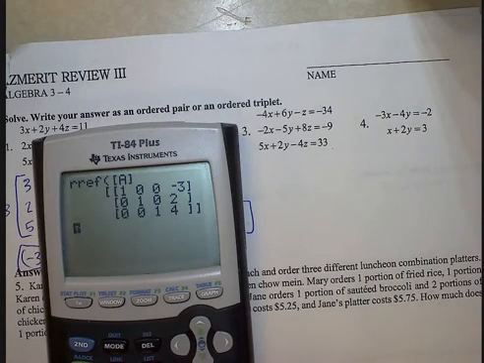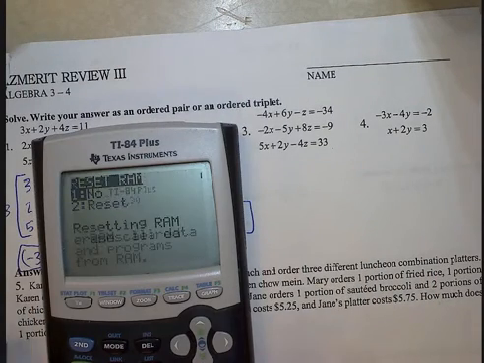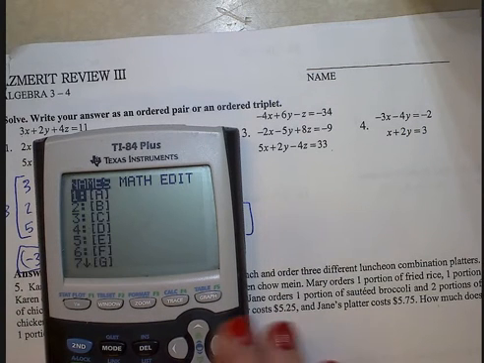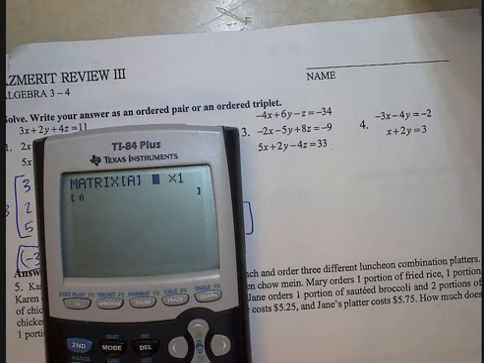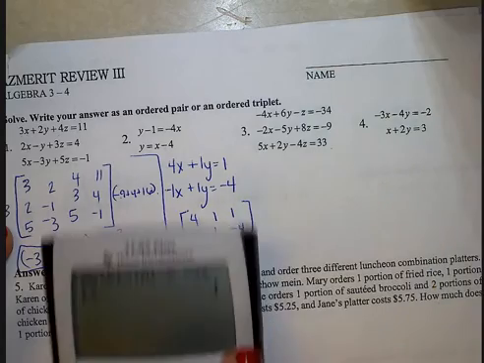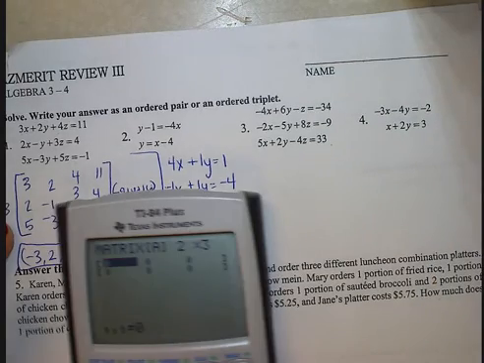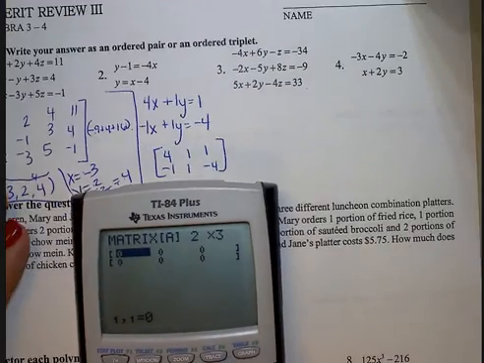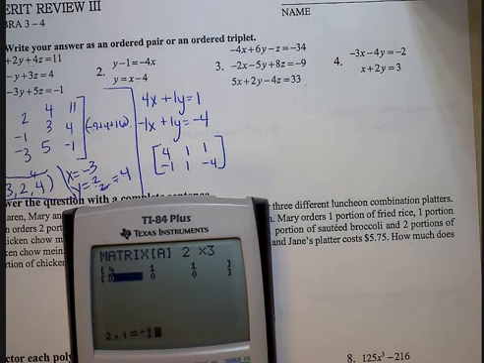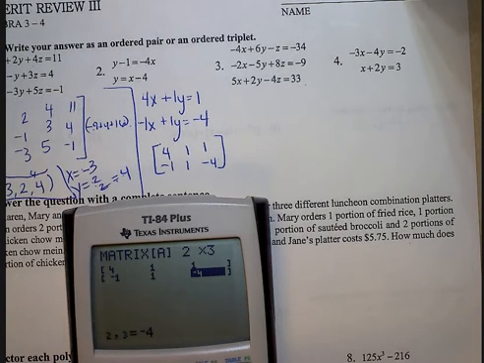Second plus, 7, 1, 2. We're going to go second matrix. And we're going to edit A. Again, this is a 2 by 3. How do I get that? 2 rows, 3 columns. Press enter, and I'm going to plug in the numbers that I have. 4, 1, 1. Negative 1, 1, negative 4. Do second quit.